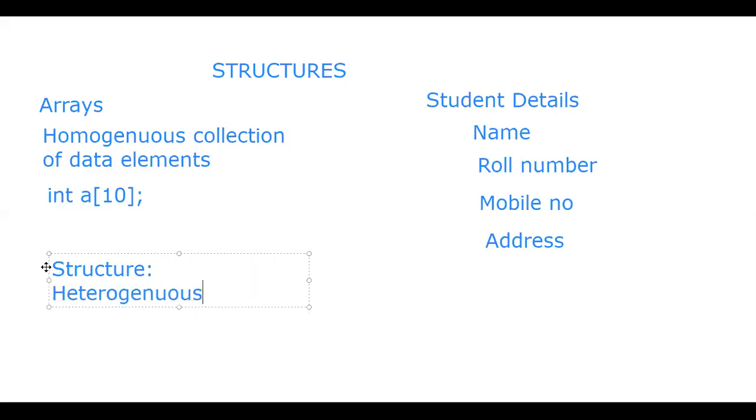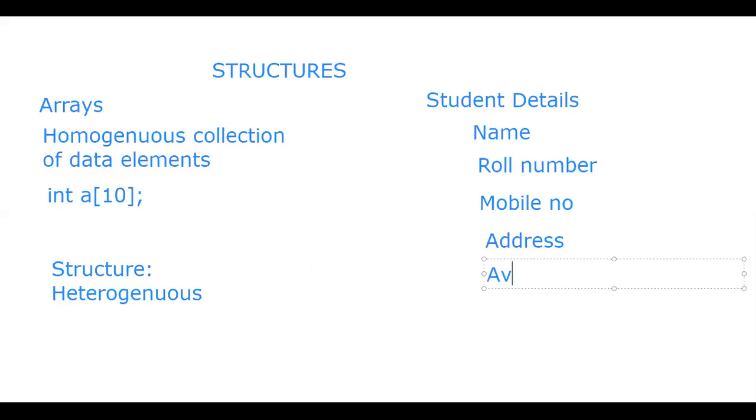Right? So heterogeneous elements are there. In this case, the structure is heterogeneous. We can store the name of the student, which is a string, and the roll number, which may be an integer or alphanumeric. Again, it can be stored as a string. Mobile number is an integer. Then the address is a string. Say we want to store some average marks, so that becomes a float, right?